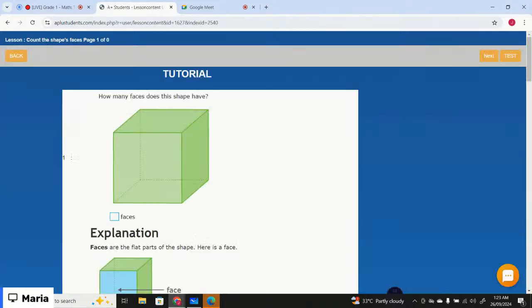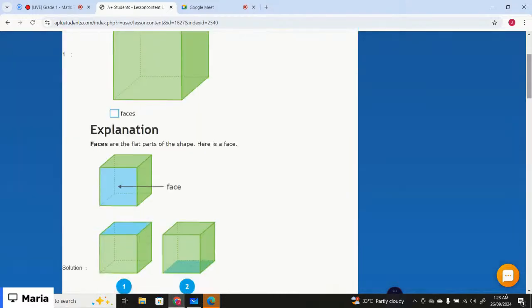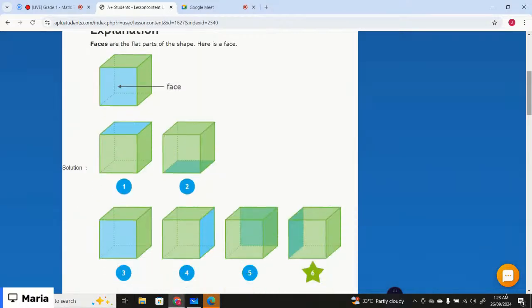You need to count the faces of the shape, right? The first one is how many faces does the shape have? That is the cube, right? The given shape is a cube. And faces are the flat surfaces of the shape. So for this shape, you have six faces. This one and on the opposite side, you have the same shape, right? So this shape has six faces.